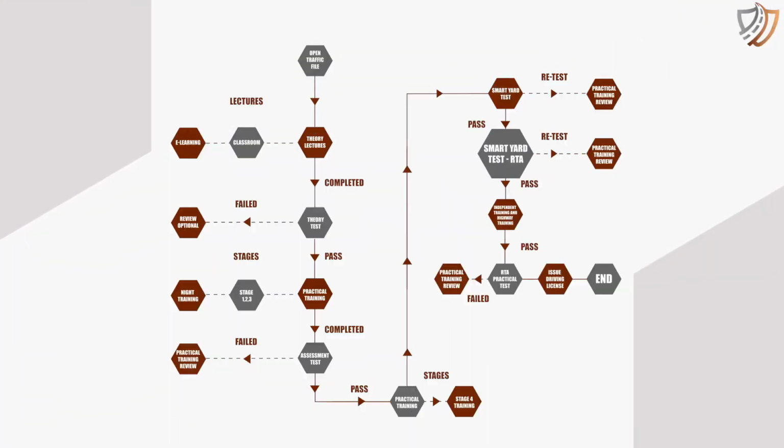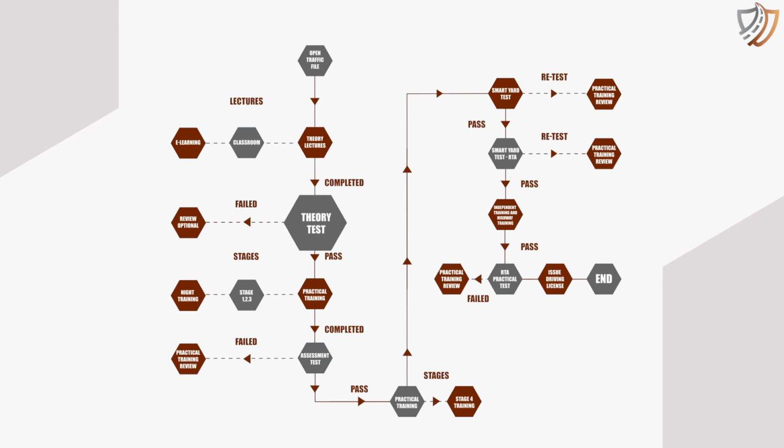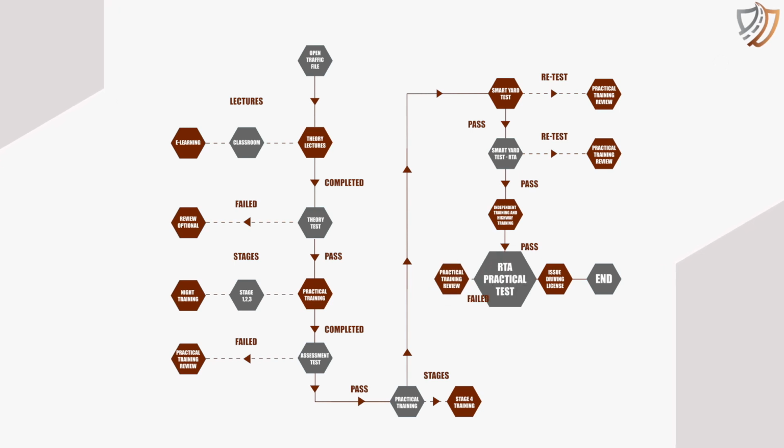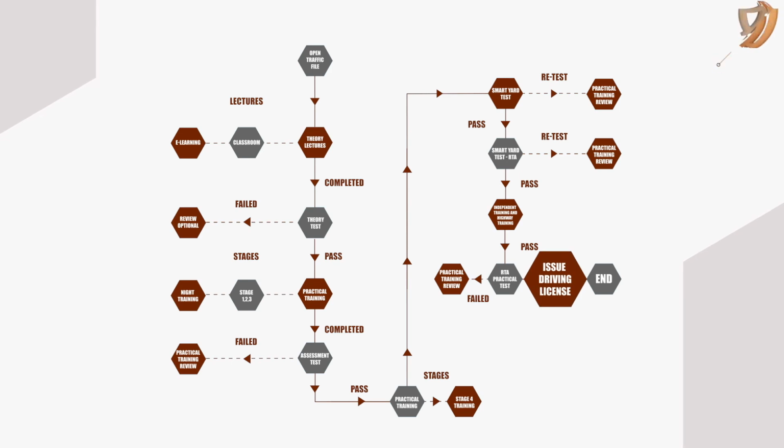Once you pass the RTA Smart Yard Test, you can complete the highway and independent driving. Only after clearing all these levels, pass the RTA theory test, pass the assessment test, and pass the Smart Yard Test, you will be eligible to take the appointment for the RTA practical test. In case you are unable to pass your road test, you must practice again and reapply for the road test. Once you successfully pass the road test, you will be issued a UAE driving license, which is the final step.